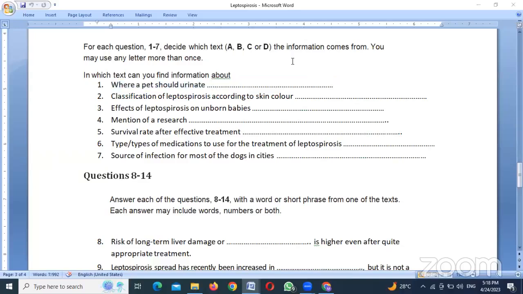So Dr. Zartash, just continue. Where will you try to find this answer: where a pet should urinate? Just tell me where it is possible. All other people, just write in the chat, and those who are on Facebook, write in the chat, please, in which text it is possible. Sir, I have not seen text A and B, so sorry. It is possible in A and D, okay? Good.